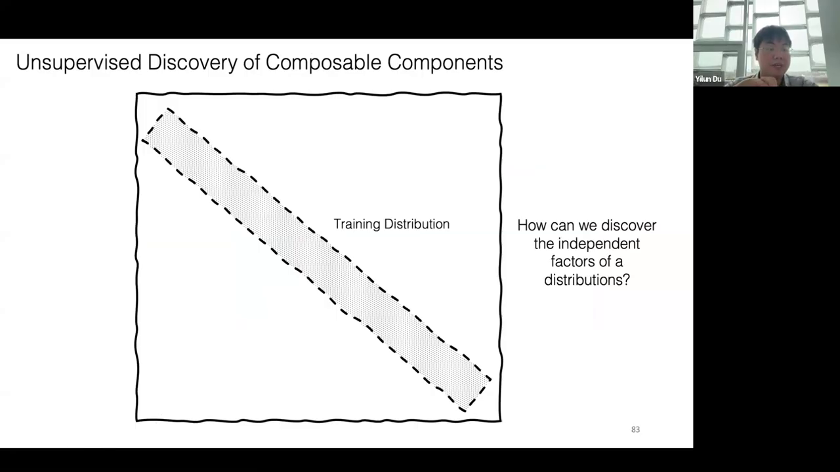The final thing that I'll talk about is this idea that you want to really discover these composable components. So far, I've talked about how we have these composable energy landscapes, and then we can compose them to do all these flexible tasks. But one question is, let's say I just gave you this distribution here, some distribution along this diagonal. How do I actually infer these components that I can use to compose? How do we discover these independent components of a distribution?